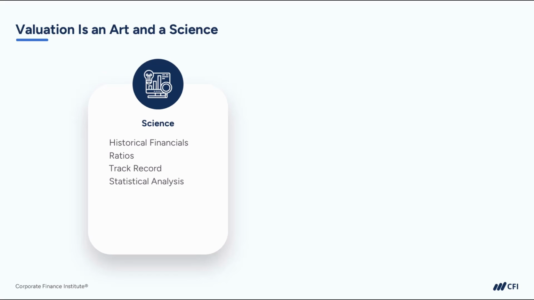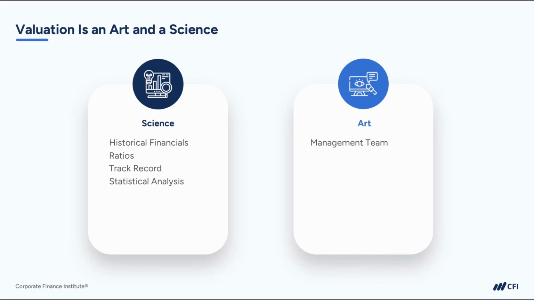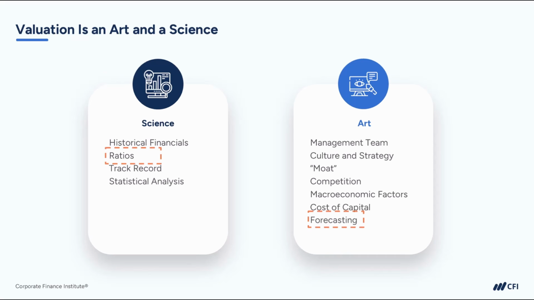The more difficult aspect is the art of valuation. We would need to evaluate the management team, the company culture and strategy, whether the company has a sustainable and defensible moat. In other words, does the company have a long-term competitive advantage versus its competitors? Also, forecasting is an art. We have to look at all of the topics we've listed to help us predict how the company will perform in the future. Let's look at an example of the relationship between the art and science of valuation by looking at ratios and forecasting.